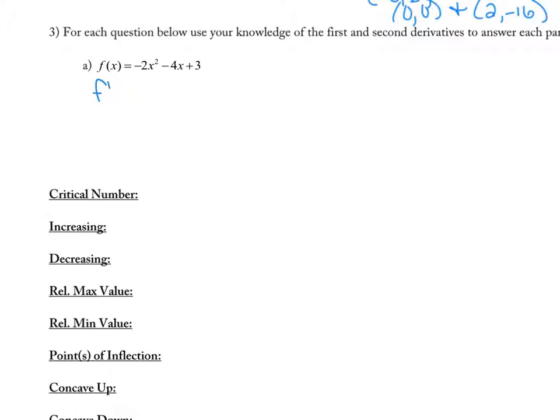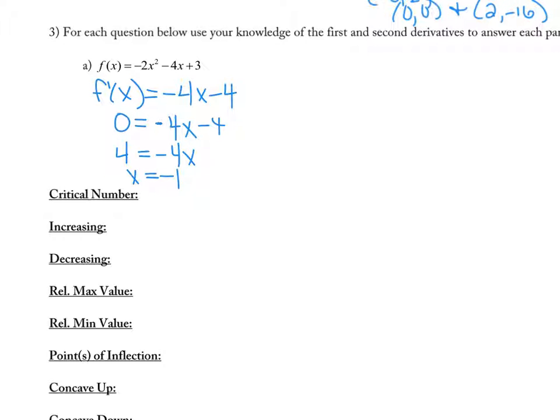So f prime of x is going to be negative 4x minus 4. Make sure that you guys are finding the derivatives correctly, because obviously if the derivatives are not correct, then the entire problem won't be correct. To find the critical points or the critical numbers, you need to set it equal to 0, because remember that they occur where the derivative equals 0, so that means the slope of the tangent line equals 0. So we get 4 equals negative 4x, so x equals negative 1. So we just have one critical number at x equals negative 1.